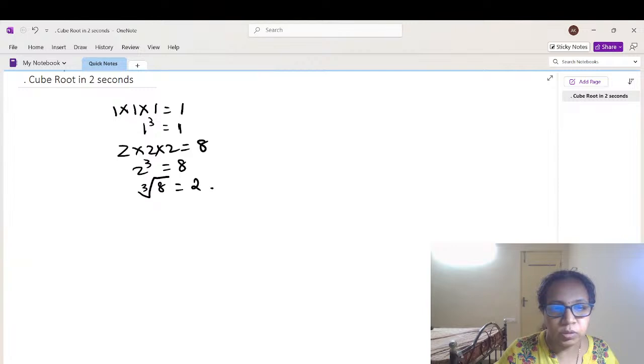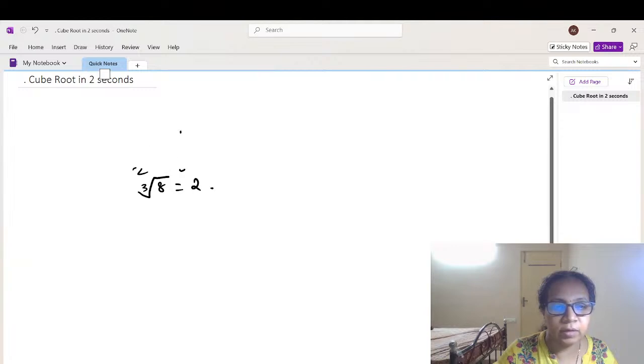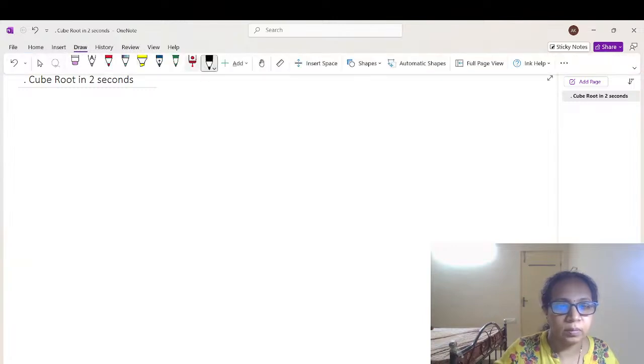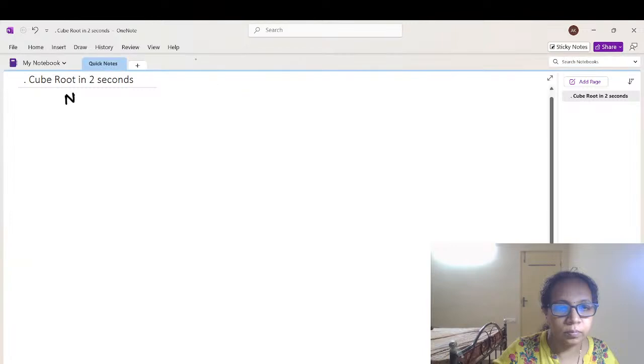But these are small numbers. So if we have to find the cube root of big numbers, we will use a special technique. So for that, let us write down the cubes and cube roots of numbers from 1 to 10. Number and its cube. Suppose you have the number 1. The cube is 1 into 1 into 1, that is 1.